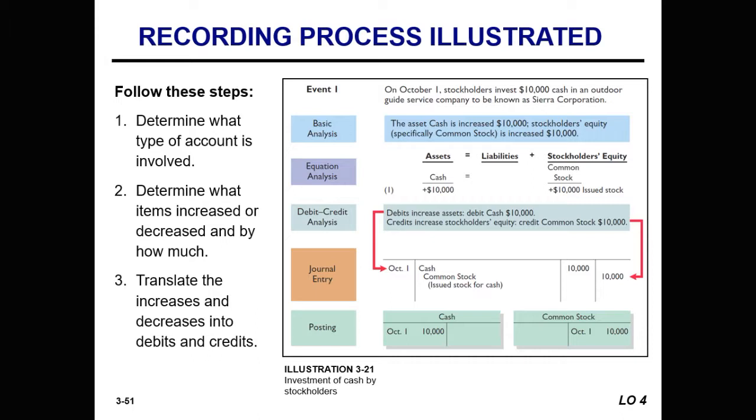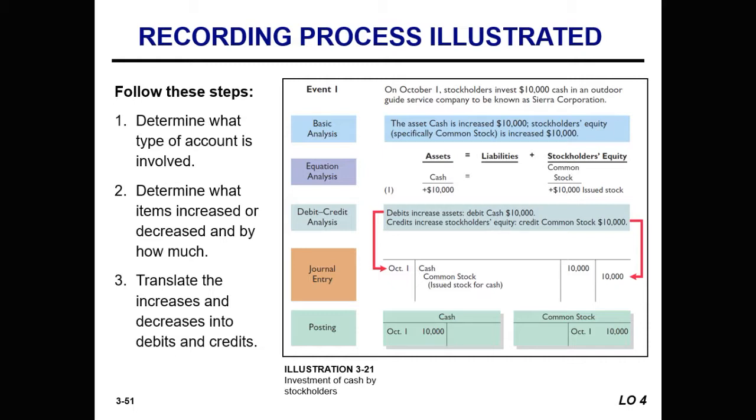We sit down with the accounting equation to determine what items increased or decreased and by how much. If we take assets equals liabilities plus stockholders' equity, cash went up $10,000, and the amount that was invested, the representation of ownership, increases by $10,000. We translate the increases and the decreases into whether they are an actual debit or credit. Because remember, whether something is a debit and is an increase, or is a credit and an increase, depends upon the account type.